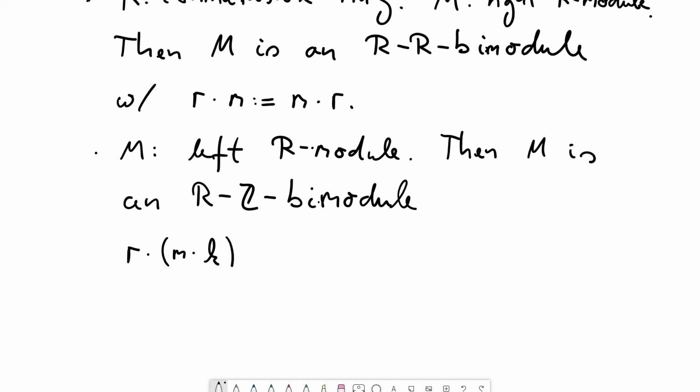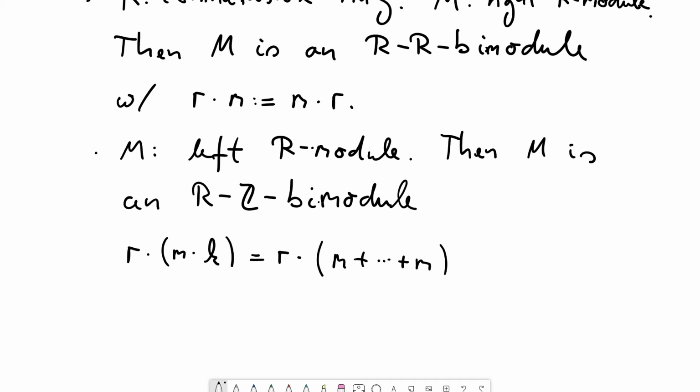what does this even mean? I, of course, define the multiplication of the integers on the right-hand side in the only possible way. When I write m times k, I mean I add m k times. So this is just m plus dot dot dot plus m, k times. And in case k is negative, then I would take minus signs in front of everything here.